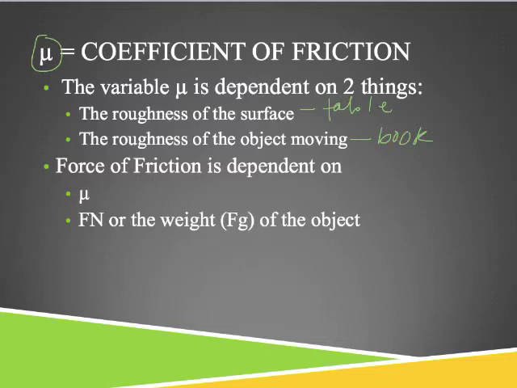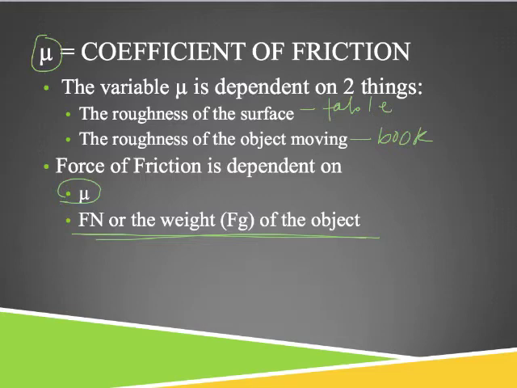The force of friction, however, is dependent not only on mu. A higher friction coefficient is going to create more friction, but it's also dependent on the normal force, or in this class, the weight of the object. Heavier things experience more friction, right? Because that increases your normal force. So keep these couple of things separate, all right? Mu is not dependent on friction.